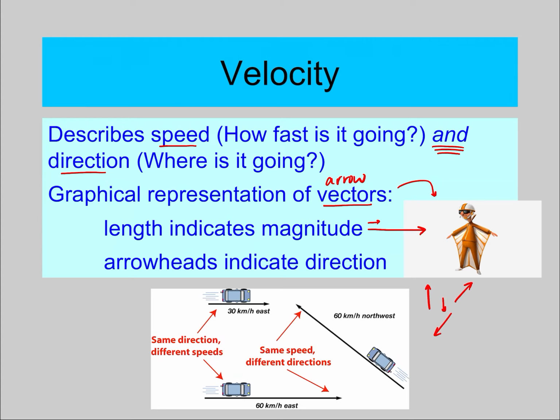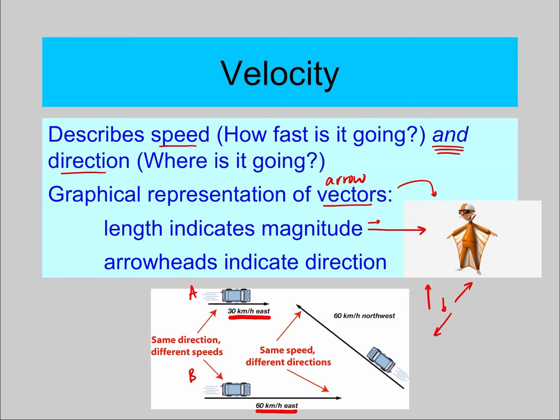So here's some examples. In this instance right here, A and B, the car is traveling 30 miles or 30 kilometers per hour east, so traveling to Shreveport from Marshall. In the second one, the car is still going east, but the car is going twice as fast. It's going 60 kilometers per hour. So while their speed is different, their direction is the same.